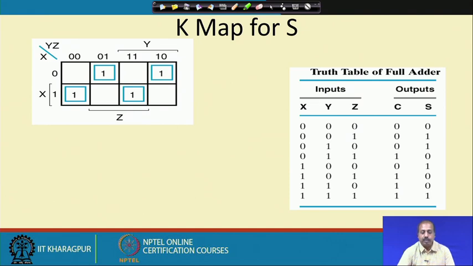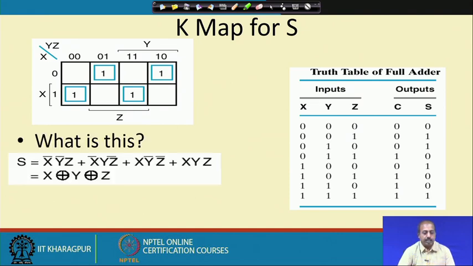So, this is basically the XOR. This is the XOR of x, y and z. So, this sum is equal to x bar y bar z plus x bar y z plus x y bar z bar plus x y z, which is nothing but x XOR y XOR z. So, the sum is equal to the XOR of x, y and z, and in case of half adder, you remember that the sum is equal to x XOR y.